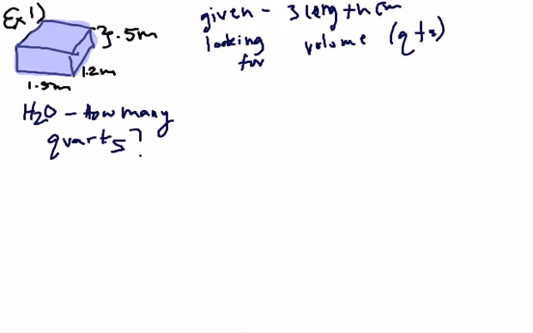So first off, you have to remember that to find the volume of a rectangular prism, it would be length times width times height, which would get us meters cubed, because you're going to have those 3 meters times each other, or meters cubed. And we want to get all the way down to 1 quart.